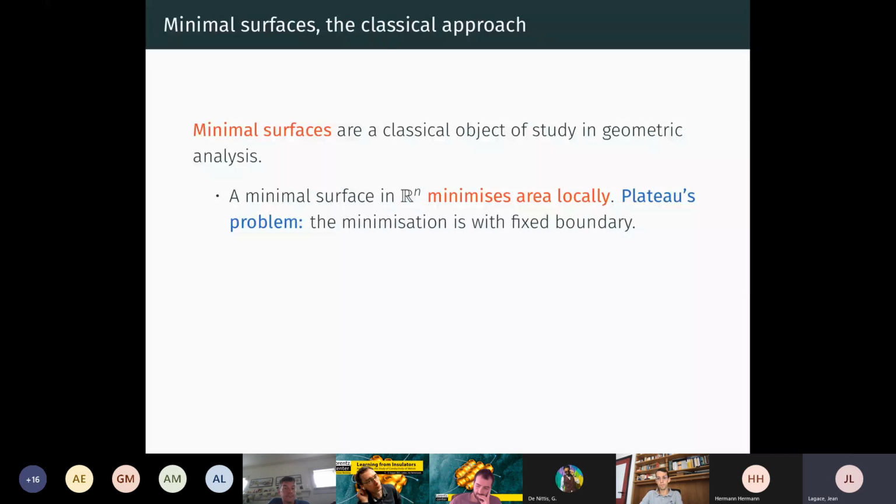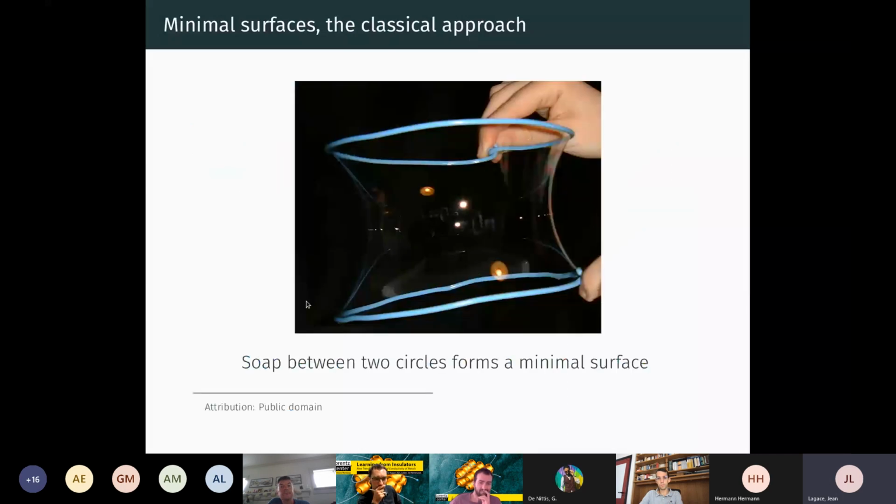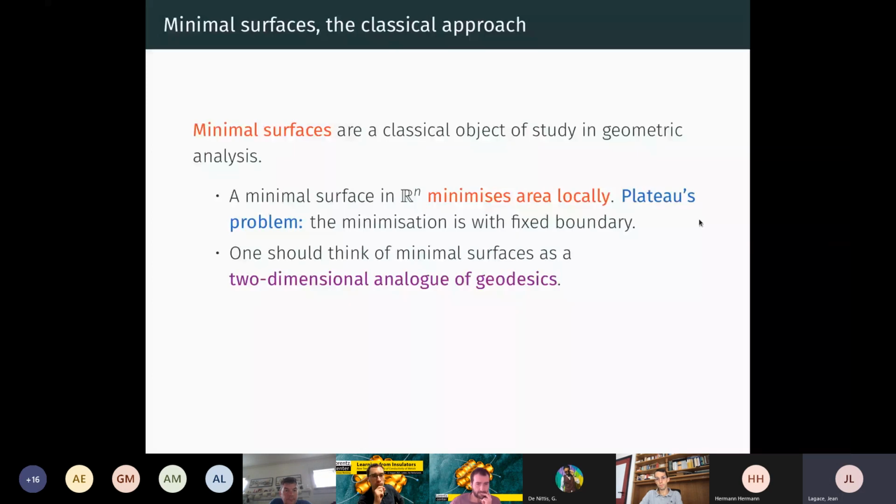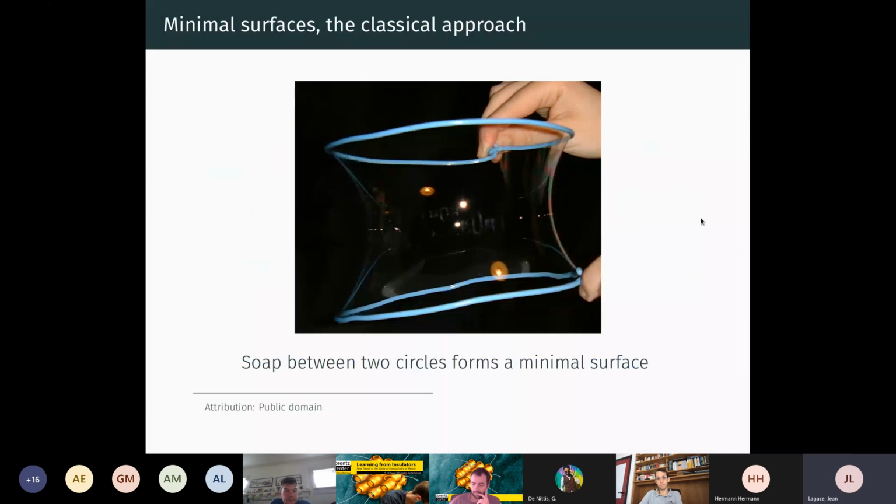The most well-known example of this is how a soap film between two wireframes will take this catenoid shape, not a cylindrical shape between the two circles. Now, one should think of minimal surfaces as a two-dimensional analog of geodesics. Geodesics minimize length locally, whereas minimal surfaces do so for area.